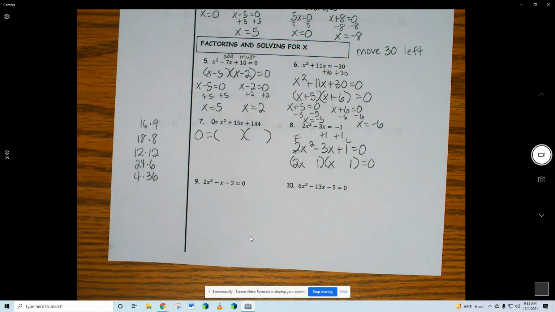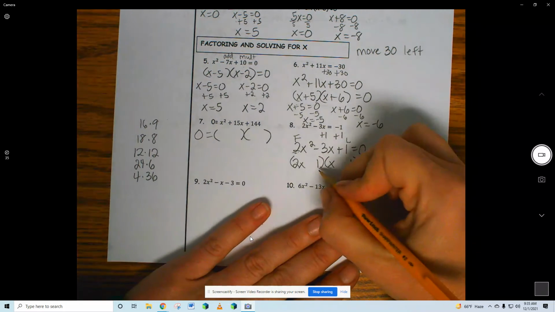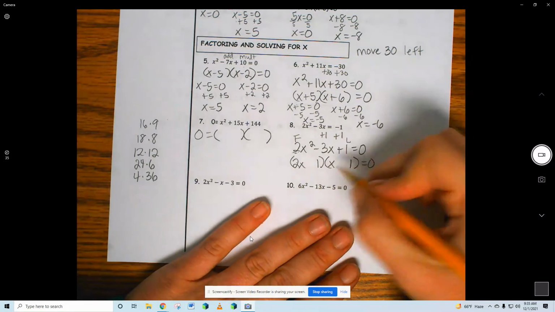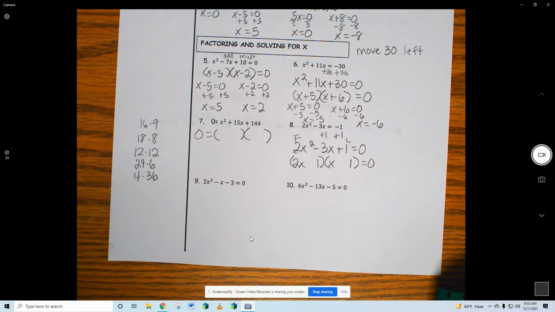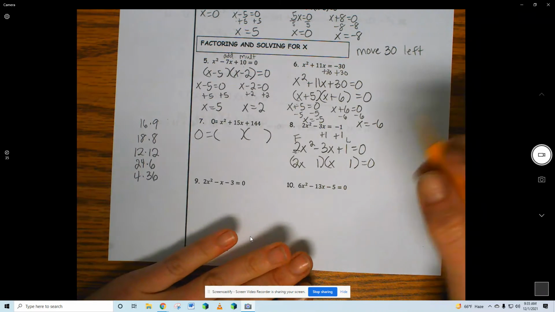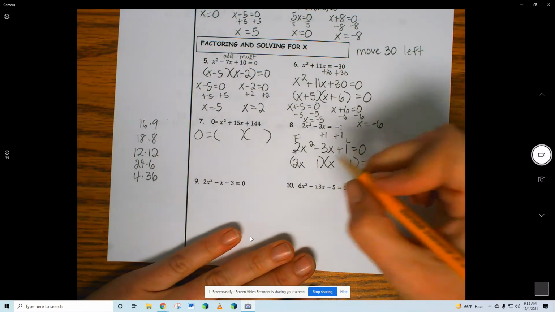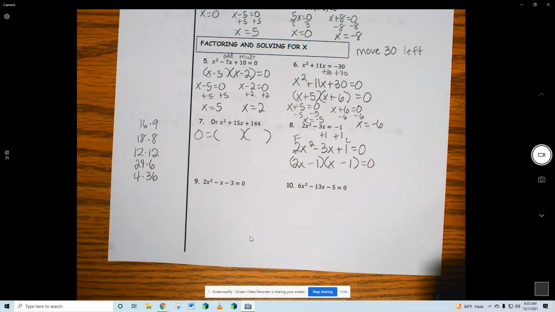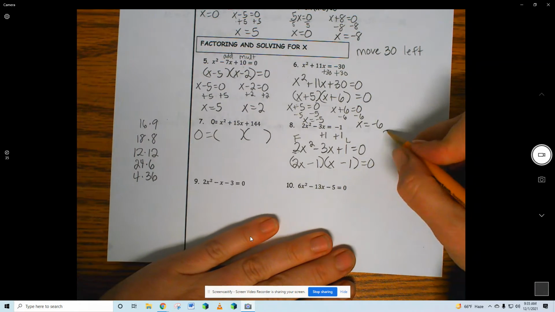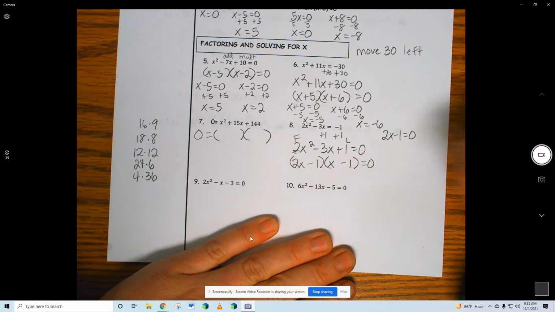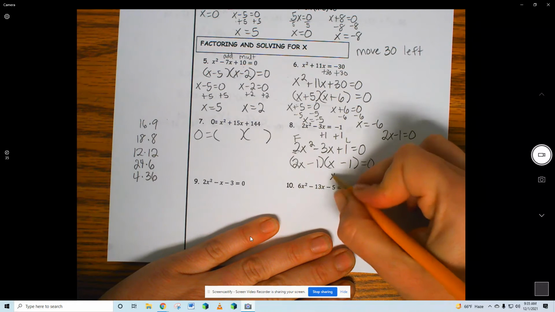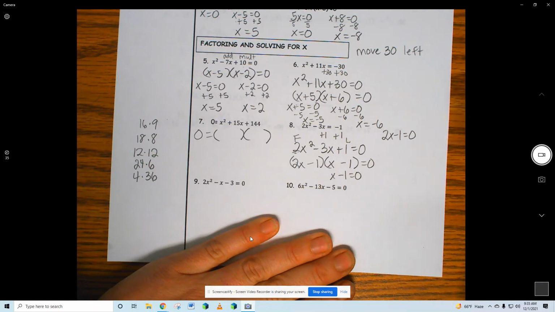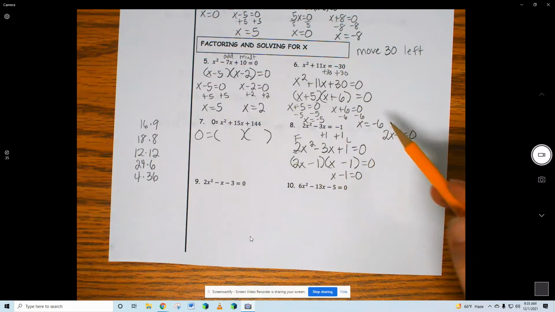Figure out the signs. I need to equal a 3x. What's it going to be? 2x and 1x. Both of them have to be negative. So 2x minus 1 equals 0, and x minus 1 equals 0. I didn't have room, so I had to put it up here.